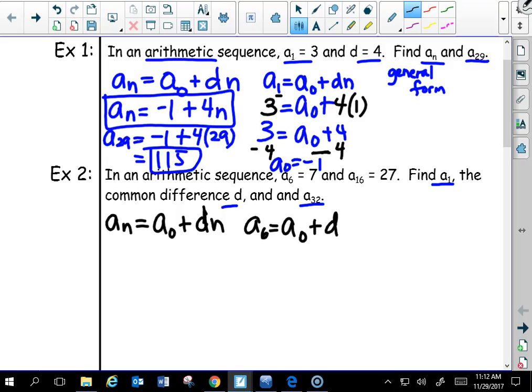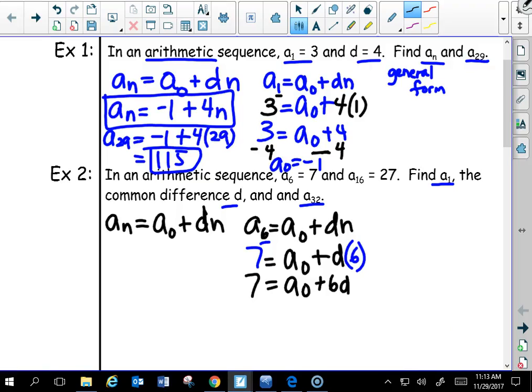And I'm going to substitute a 7 in. And also for a sub 6, that means n is equal to 6. All right, so simplifying that, I get 7 equals a sub 0 plus 6d. I'm going to do the same thing with a sub 16. Okay, so what I have after doing this, I have two equations with two variables.